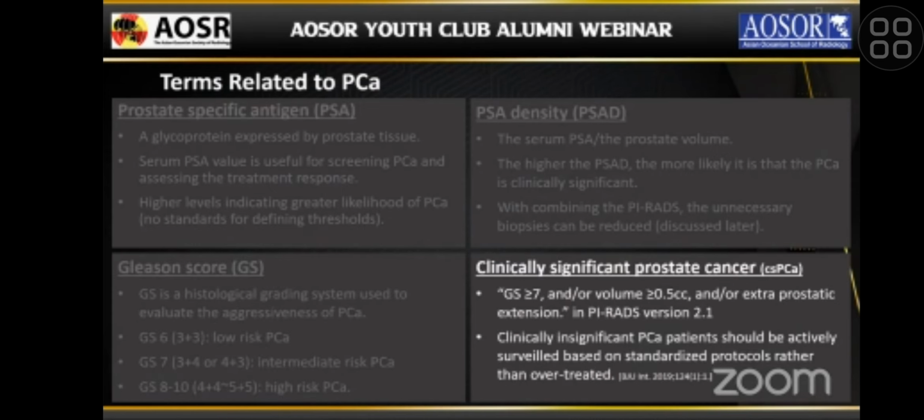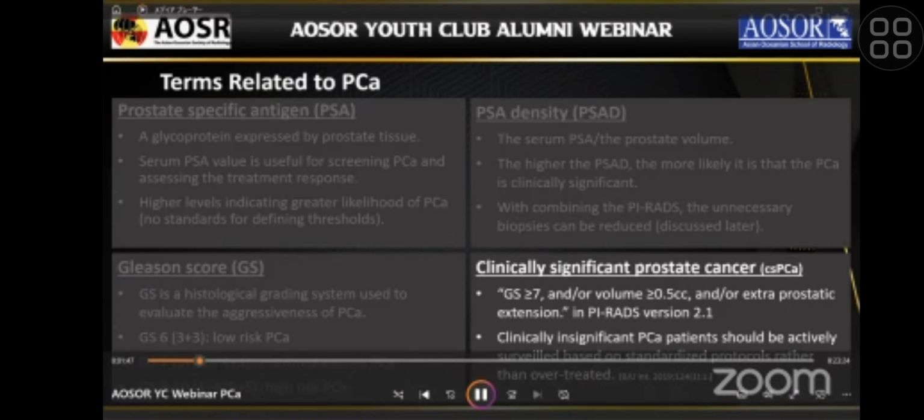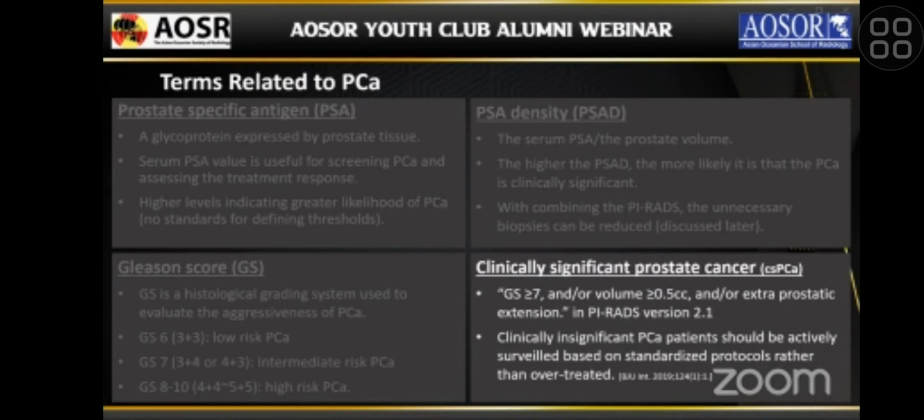Clinically significant prostate cancer is defined as Gleason score of 7 or higher, a tumor volume of 0.5 cubic centimeters or more, or extraprostatic extension. Prostate cancer is common in the elderly. Therefore, to avoid overtreatment, cancers that do not affect patient prognosis are generally not treated and just followed up.